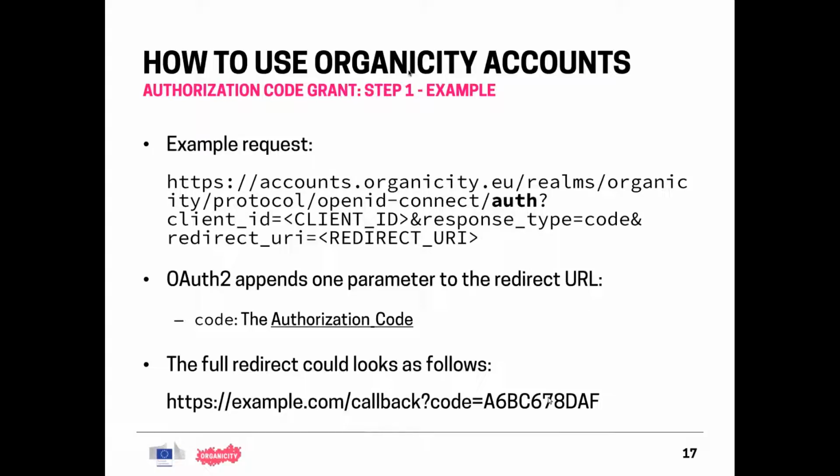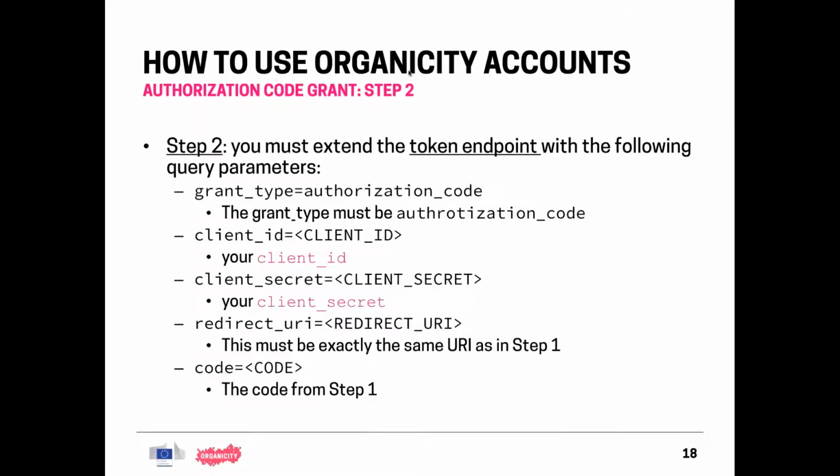As soon as you have this code, you're not done. You have to do a second step, and for the second step you must extend the token endpoint with some query parameters. You have to add the grant type authorization code. You have to add your client ID again and your client secret. Because we have to include our client secret here, you must do this from your backend service. You shouldn't do this from a JavaScript-only application. Again, add a redirect URL, which must be the same as before, and include the code from step 1.